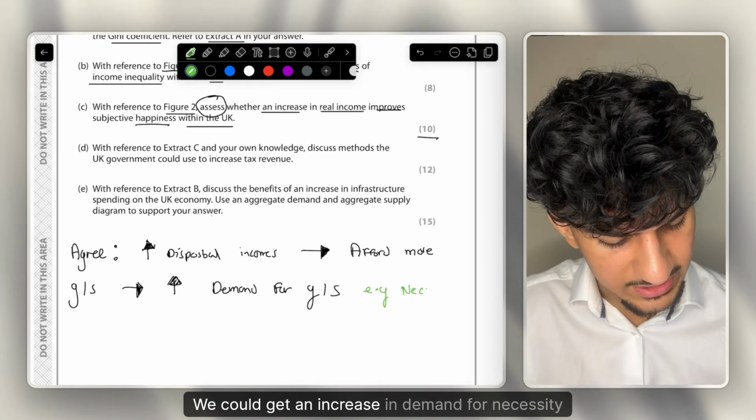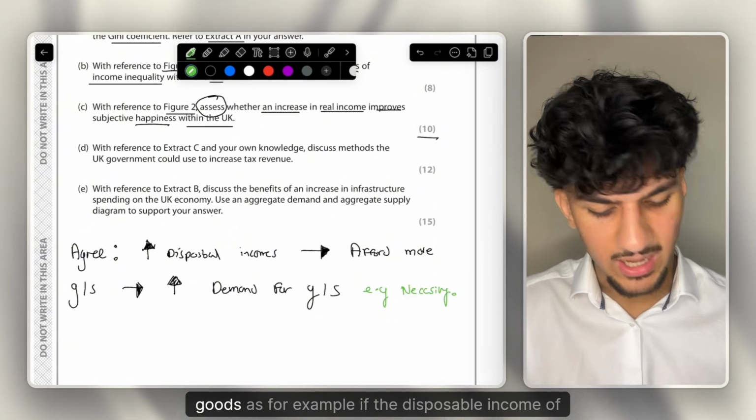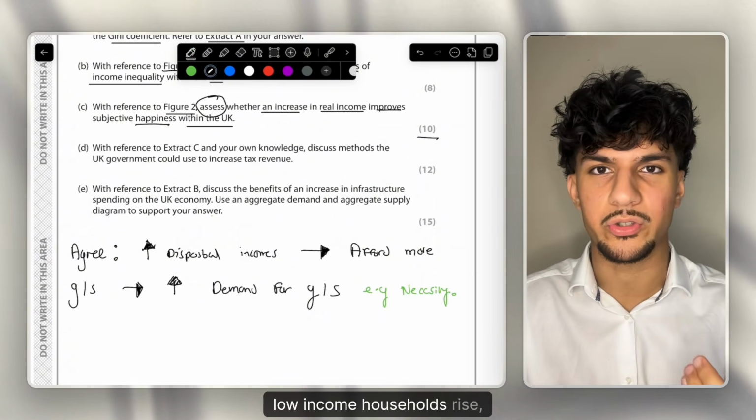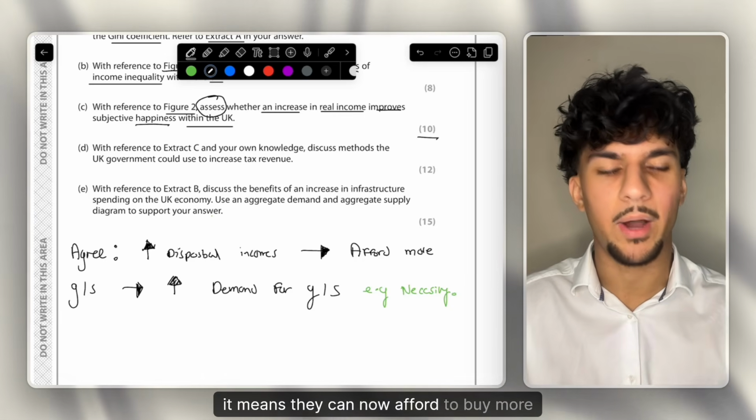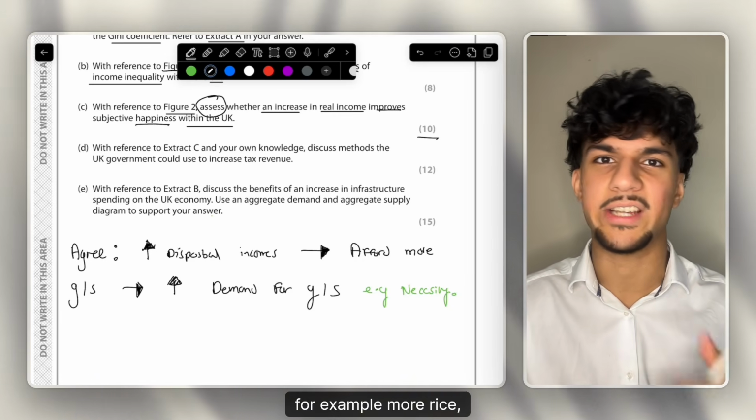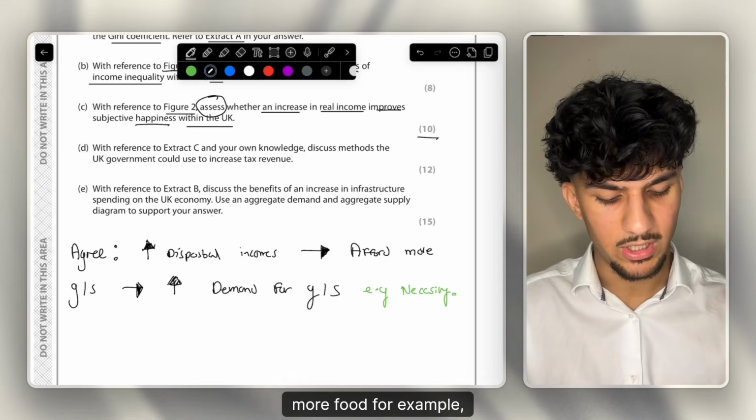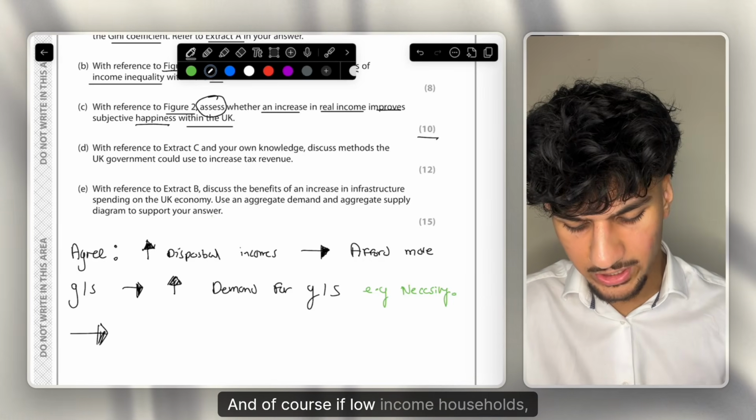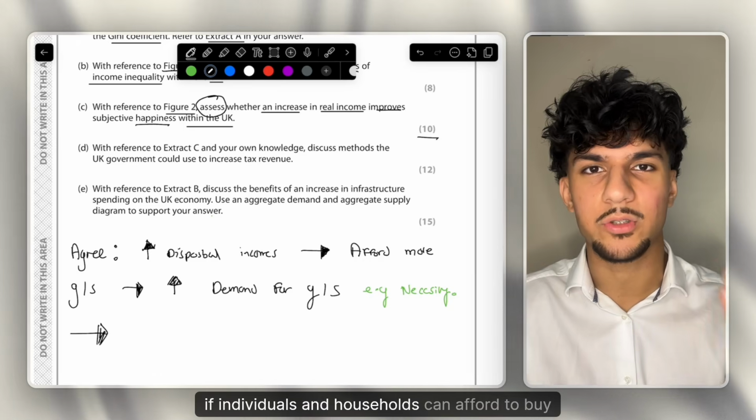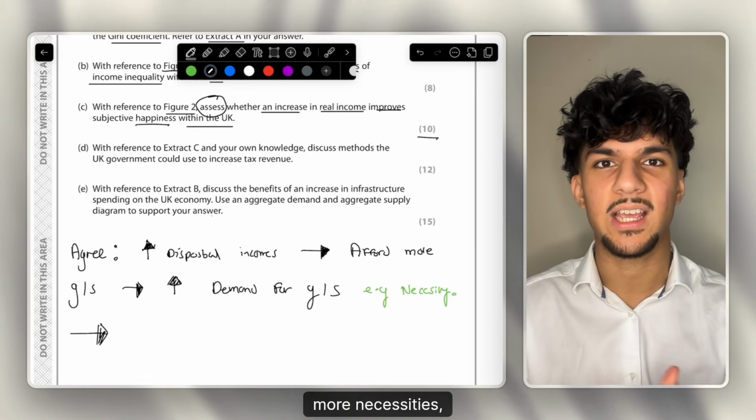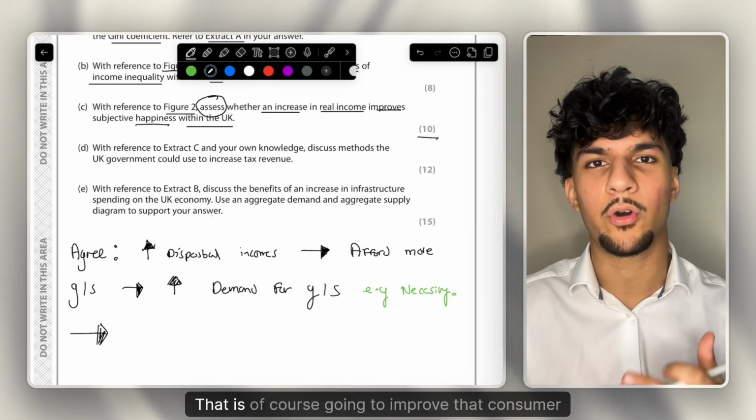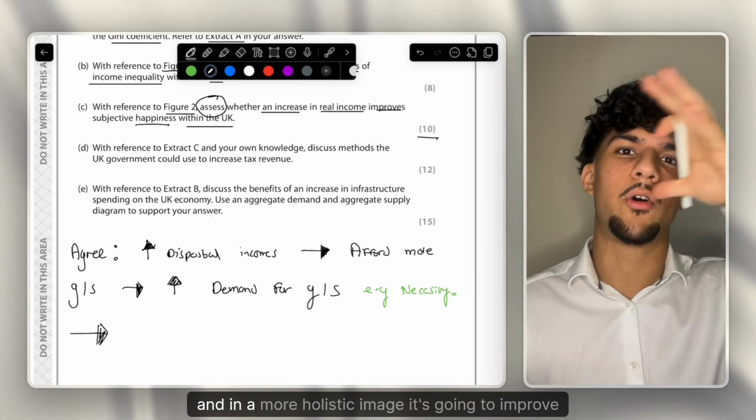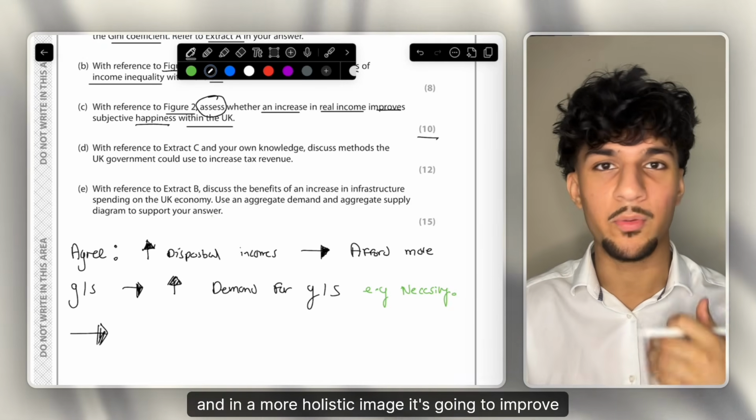We could get an increase in demand for necessity goods. For example, if the disposable income of low-income households rises, it means they can now afford to buy more necessities, for example, more rice, more bread, more food, thus increasing the demand for necessities. And of course, if individuals and households can afford to buy more necessities, how is that going to affect them? That is going to improve consumer happiness and, in a more holistic image, it's going to improve living standards.